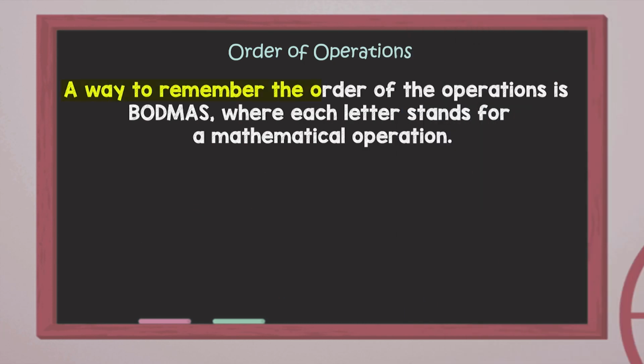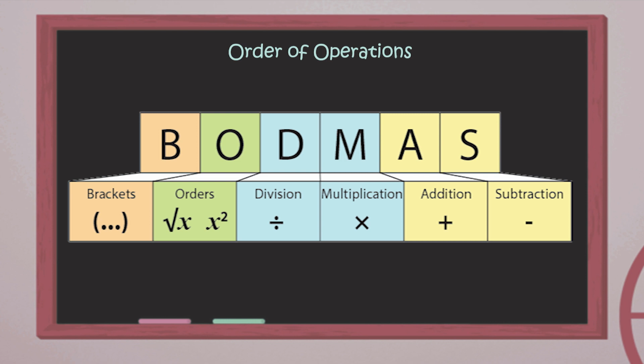A way to remember the order of the operations is BODMAS. We use the acronym BODMAS, where each letter stands for a mathematical operation. Let's take a look at what the letters mean. The B in BODMAS means brackets. O, order. D, division. M, multiplication. A, addition. And S, subtraction.